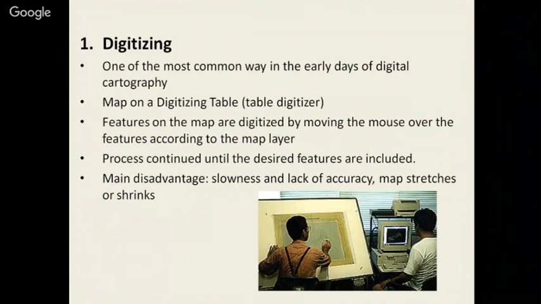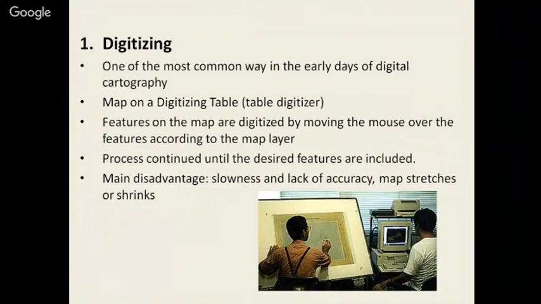So we would have a digital table. We would put the map on the digital table and try to retrieve each piece of information from the map by moving the mouse over the map. It's laborious and time-consuming work, and it's relatively old now. It's rarely used nowadays. The process of digitizing, of tracing things, continues until whatever features are required are included.